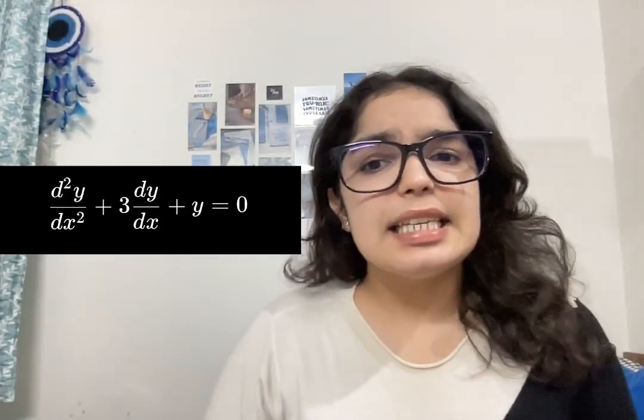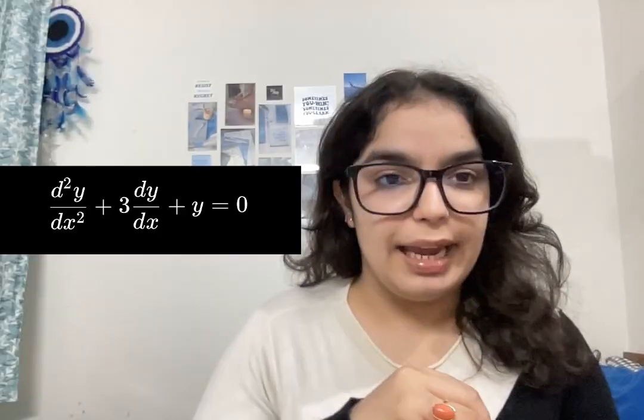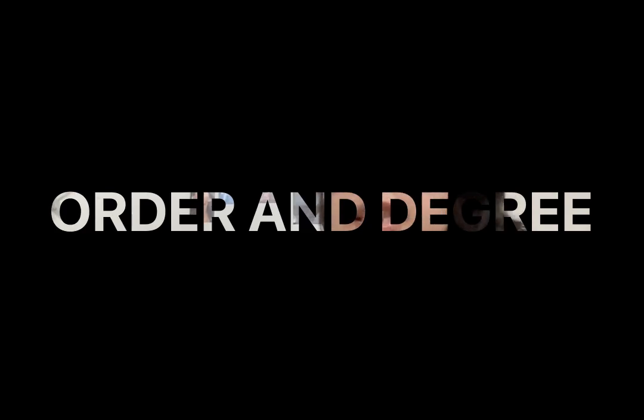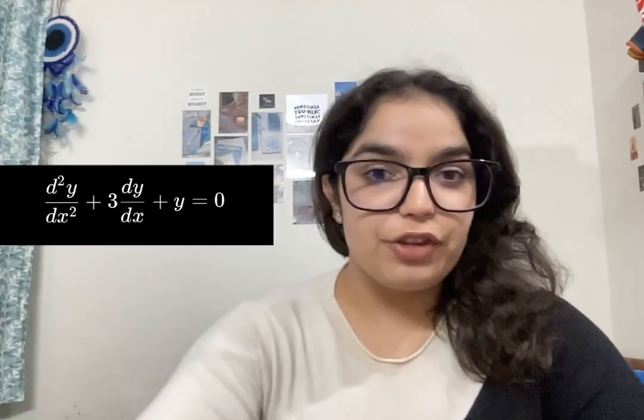A differential equation is just an equation which involves derivatives. For example, this. This is telling us how the function of y and its derivatives are related. Now let's talk about order and degree. Think of it as like levels in a video game. So essentially, order is the highest derivative in the equation.